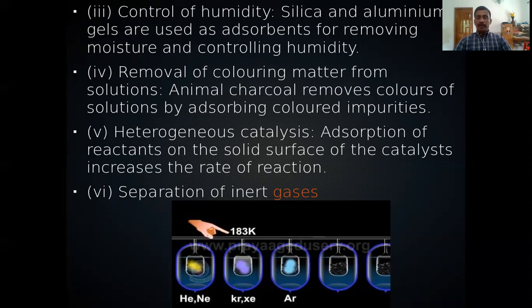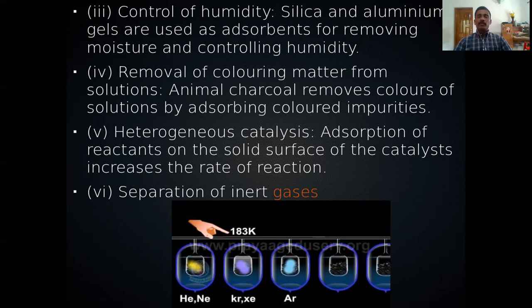Another example, heterogeneous catalysis. That is our next topic. There we will study it in detail. In heterogeneous catalysis, catalysts adsorb the reactants on its surface. So there the process is adsorption.